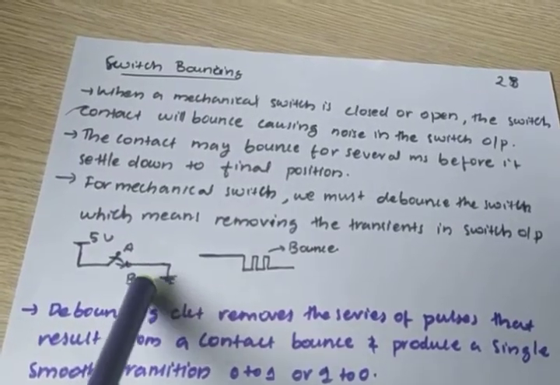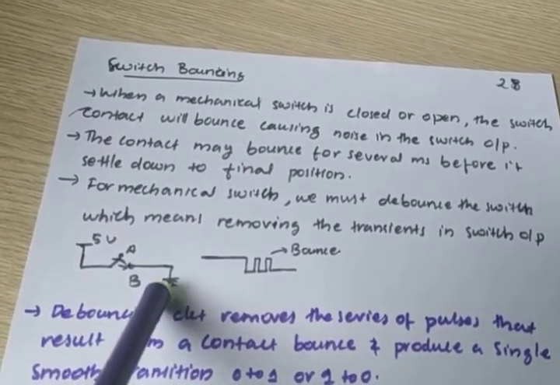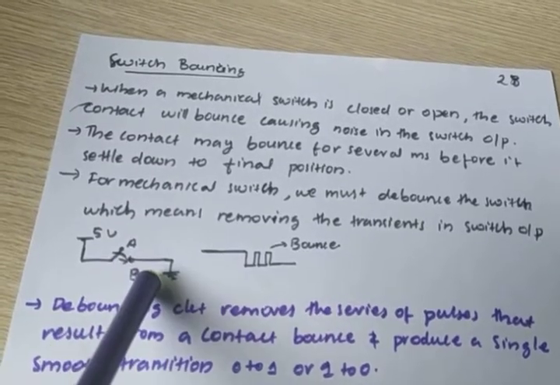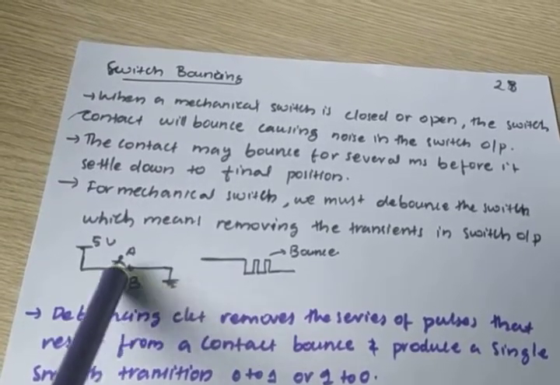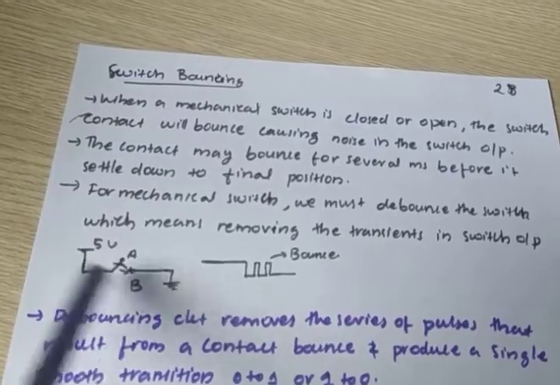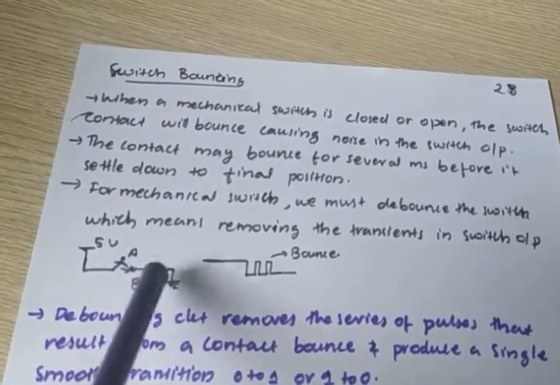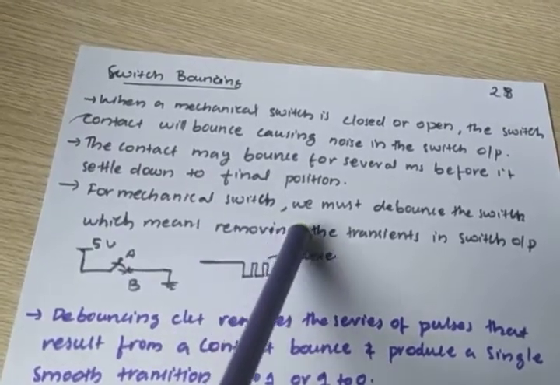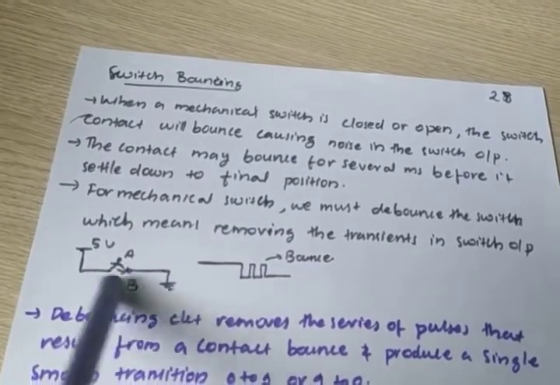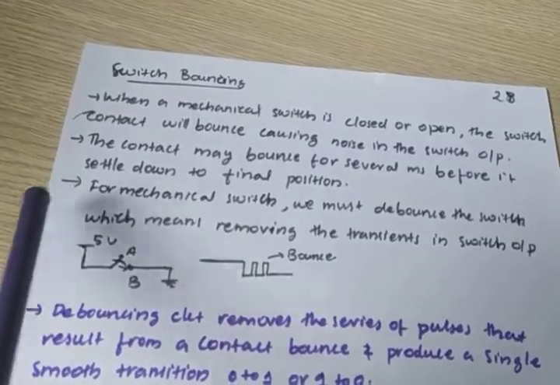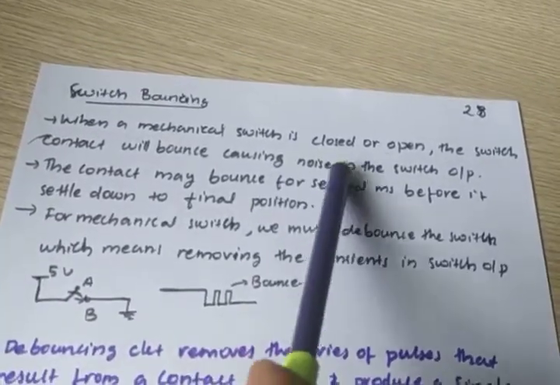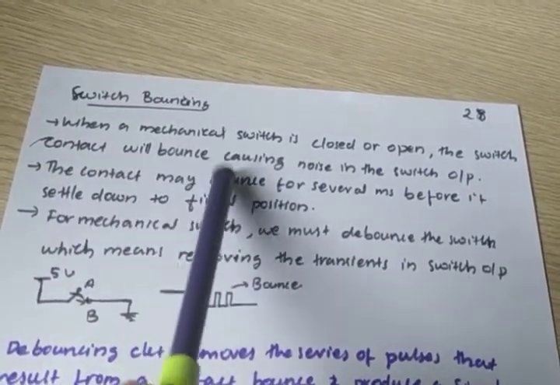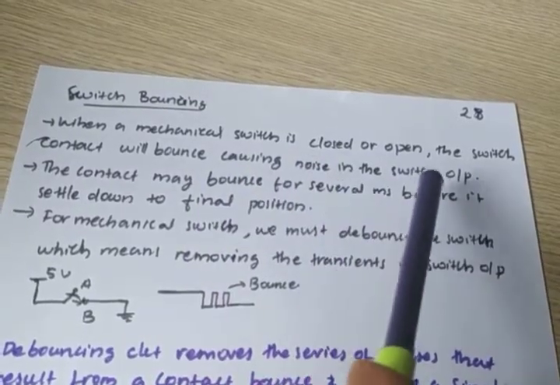So when it is connected to the position B, there normally exists a bounce back, because the switch is normally made up of a mechanical thing. For a mechanical switch, bouncing will be there. So when a mechanical switch is closed or open, the switch contact will bounce, causing noise in the switch output.